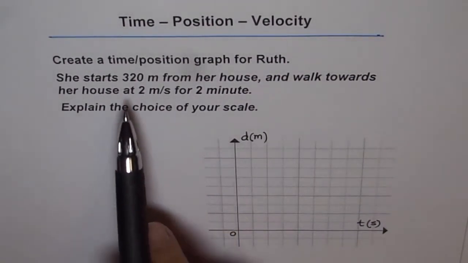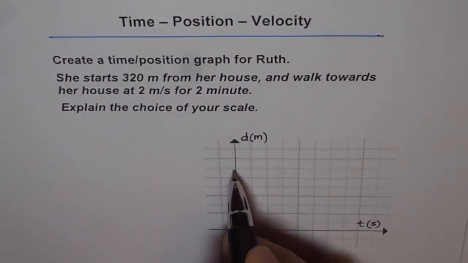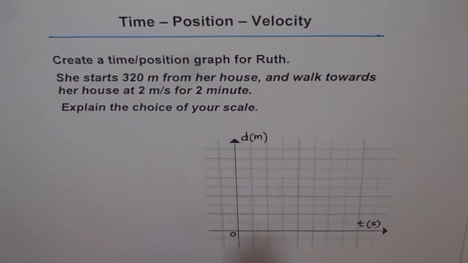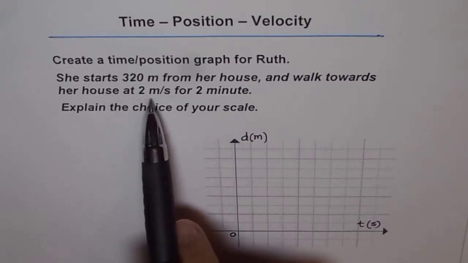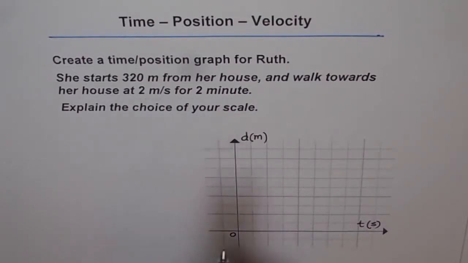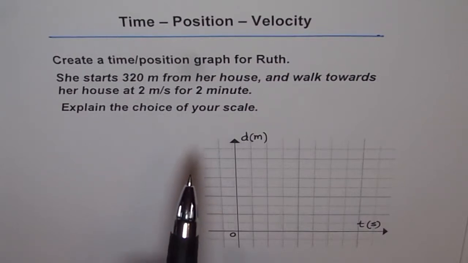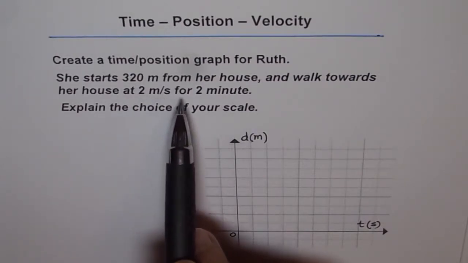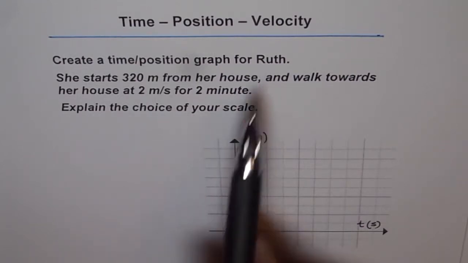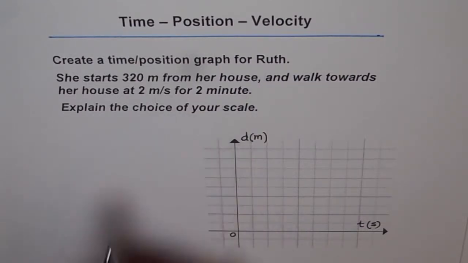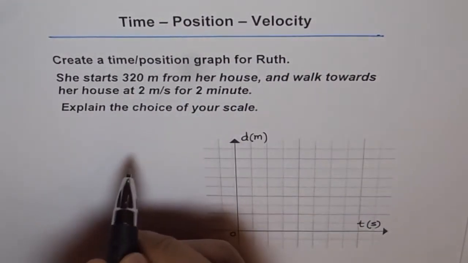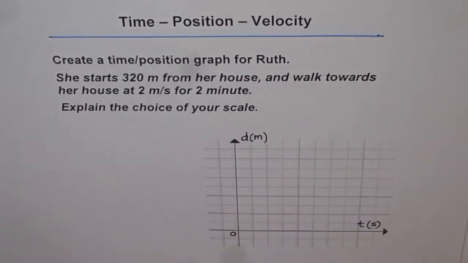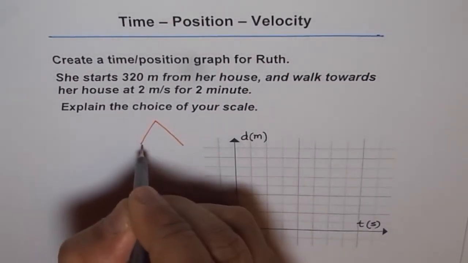This is the origin at O. Now the starting distance for us is 320 meters, which should be somewhere along the vertical axis. Then we are given that Ruth walks towards her house at 2 meters per second for 2 minutes. So it's a good idea to find out how much distance Ruth will cover in that duration. Let me make our speed, distance and time triangle, and then we'll calculate.